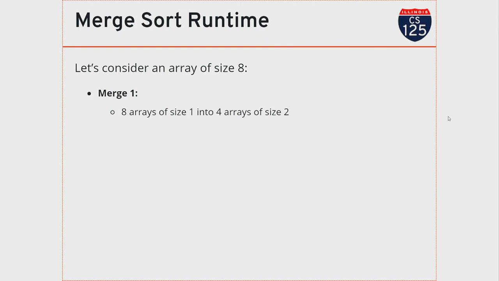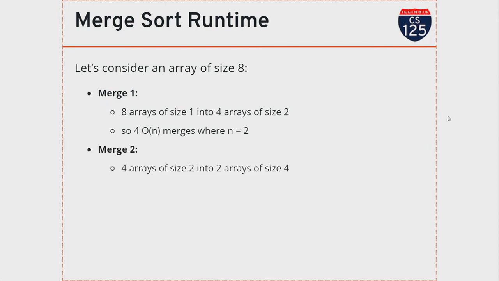If I go all the way down, the first merge step is essentially taking 8 arrays. I broke the problem down into small, small, small. Finally, I found 8 arrays of size 1. My first merge merges those 8 arrays of size 1 into 4 arrays of size 2. So that's 4 O(n) merges where n is 2. So this is O(8), 4 times O(n). The second merge takes 4 arrays of size 2 and merges them into 2 arrays of size 4. So now I've done 2 O(n) merges where n is 4.